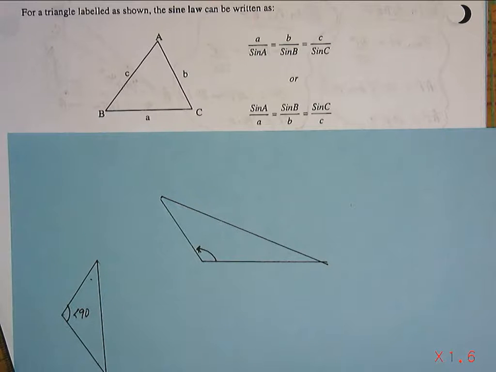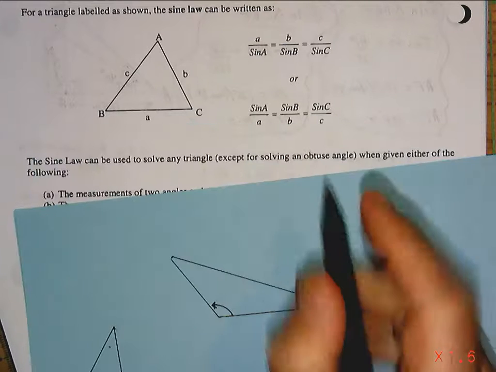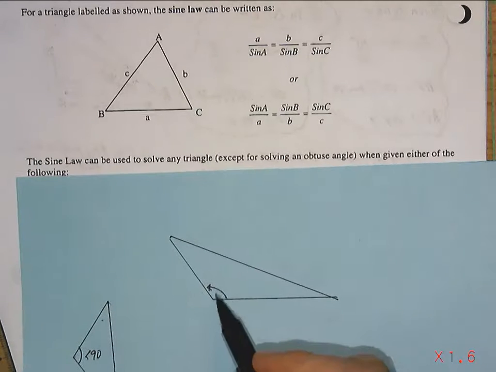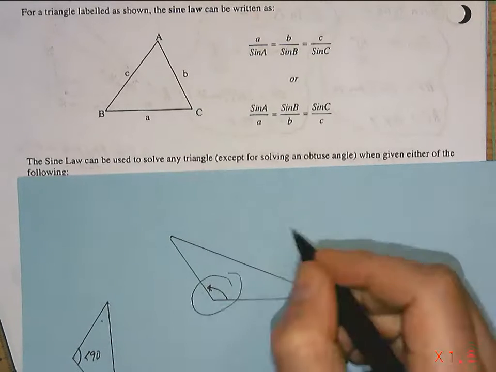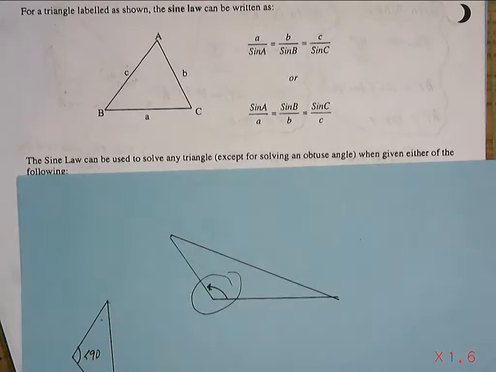We'll use what's called the cosine law, and that'll come up in our next lesson. So there's a little caveat there. We have to be careful. We don't want to use the sine law when we're solving for an angle greater than 90. If we do, then we're going to get into a situation that's called the ambiguous case of the sine law, and it makes things tricky.